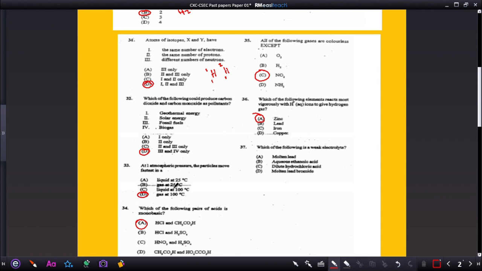with H plus to give hydrogen gas. 37. Which of the following is a weak electrolyte? Remember, weak acids form weak electrolytes. Molten lead? No. Aqueous ethanoic acid, which is vinegar, which is a weak acid. Dilute hydrochloric acid, hydrochloric acid is a strong acid. Molten lead bromide, again, those are strong electrolytes. So the molten forms are strong electrolytes. It's the weak acid that forms the weak electrolyte, which is B.